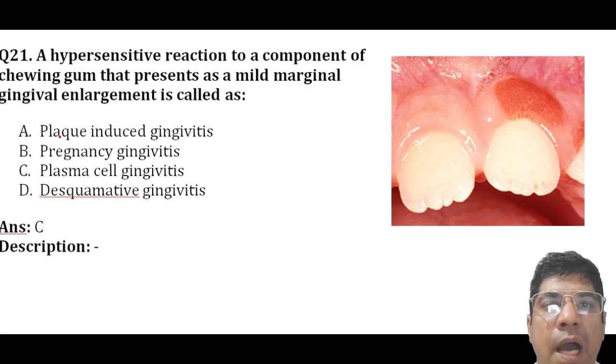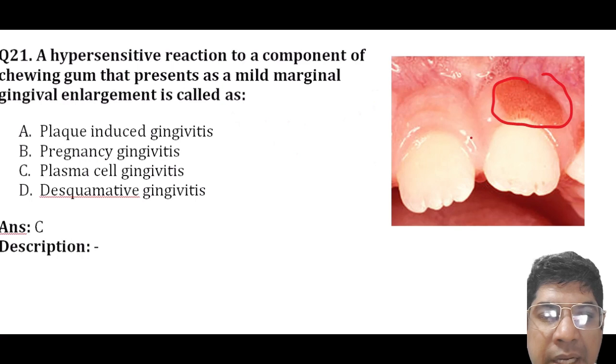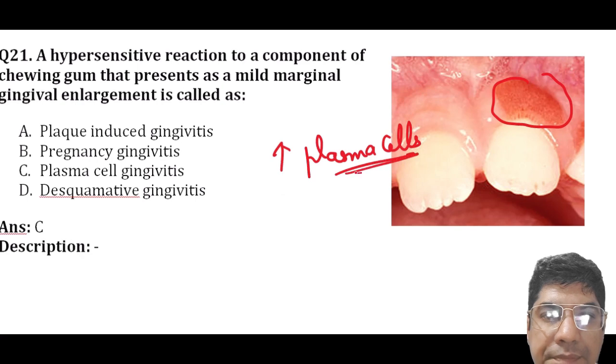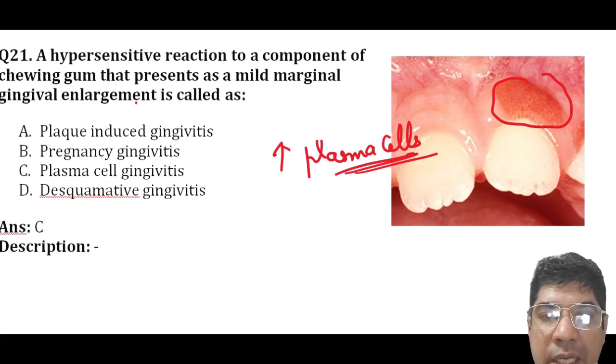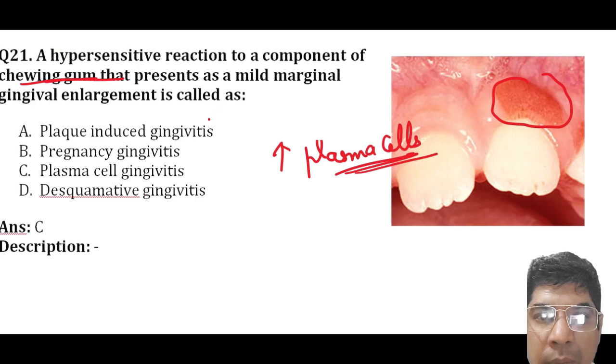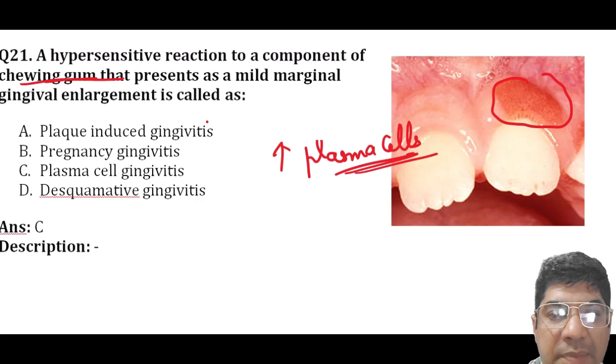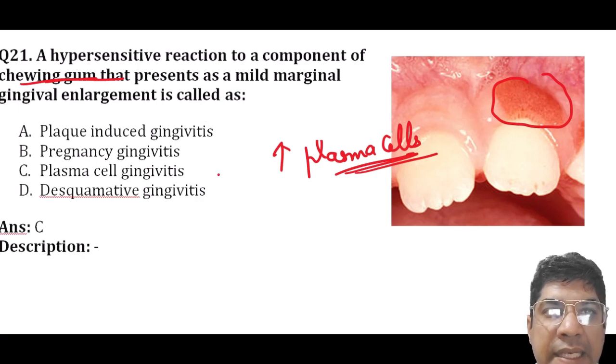Coming to the next question: a hypersensitivity reaction to a component of chewing gum that presents as a mild marginal gingival enlargement is known as plasma cell gingivitis. Plasma cell gingivitis is an inflammatory condition of the gums characterized by an abundance of plasma cells. These conditions have been associated with chewing gum. It can be triggered by certain components in chewing gum, toothpaste, or other oral hygiene products. So plasma cell gingivitis has been linked to an allergic reaction.